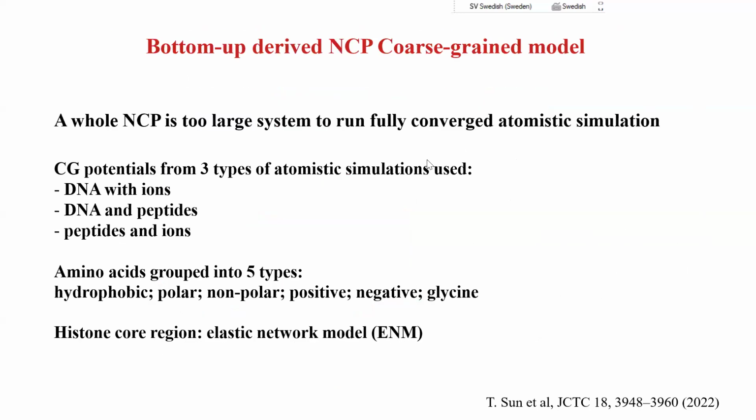And so, of course, we cannot use a fully atomistic model for nucleus and core particles because today it would take too long time to simulate and have converged results. So what we need here, we need different sets of coarse grain potentials, and here we need like three types.